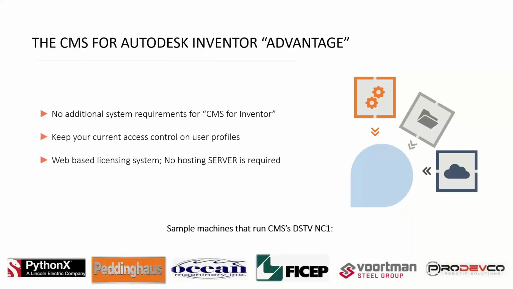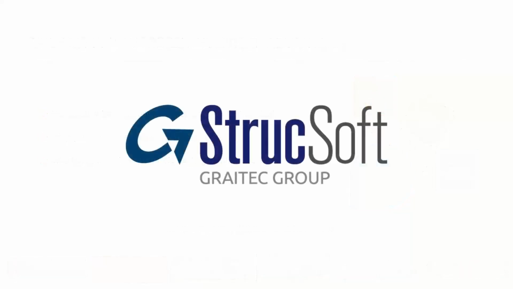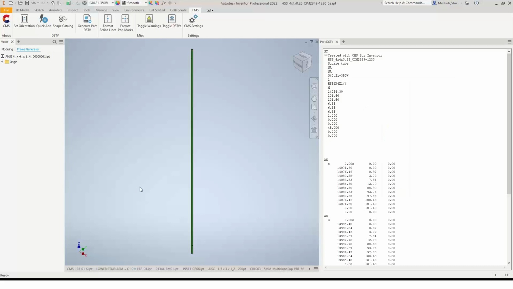At the bottom, as you see, these are some sample machines. These are a few of the many CNC machines that are running our NC1 files. As I said before, any CNC machine that supports the DSTV standard will not have any issue with our NC1 file. So without further ado, let's jump into our Inventor platform and show you some stuff from there. Okay, before going into the whole software, I still want to give you some idea about the NC1 file, for the people who are new in this area.